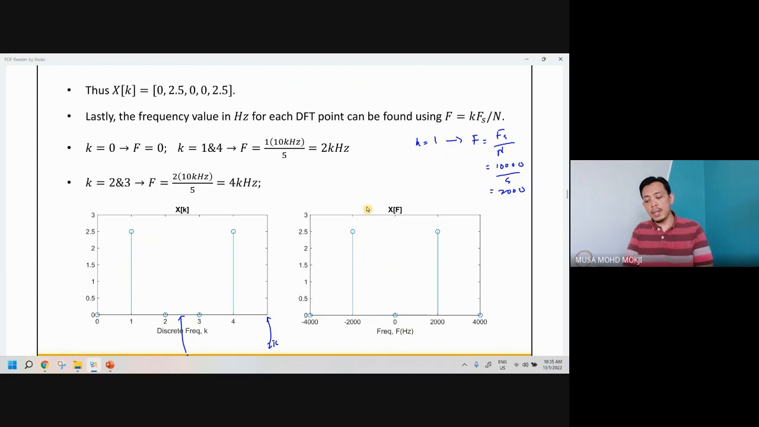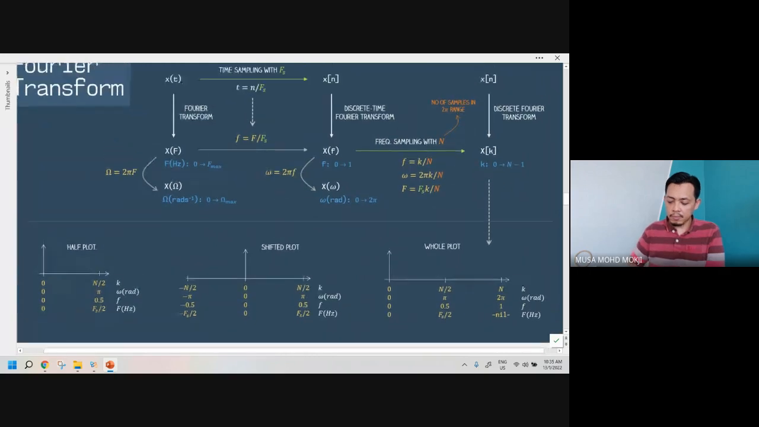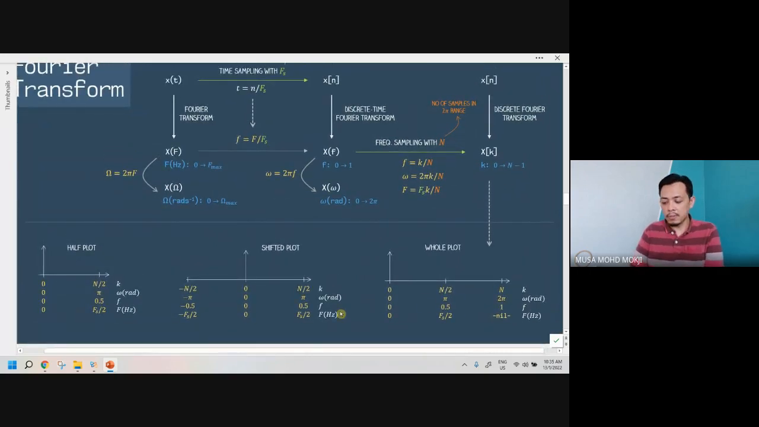Because if we are plotting on a capital F in hertz, we need to know something else. There are rules for that. We actually have 3 types of plots. This is what we call the whole plot, where the range goes from 0 up to 2 pi, but of course up to n minus 1. For omega, it is from 0 up to 2 pi. But for small f, the normalized frequency, the range is from 0 up to 1.